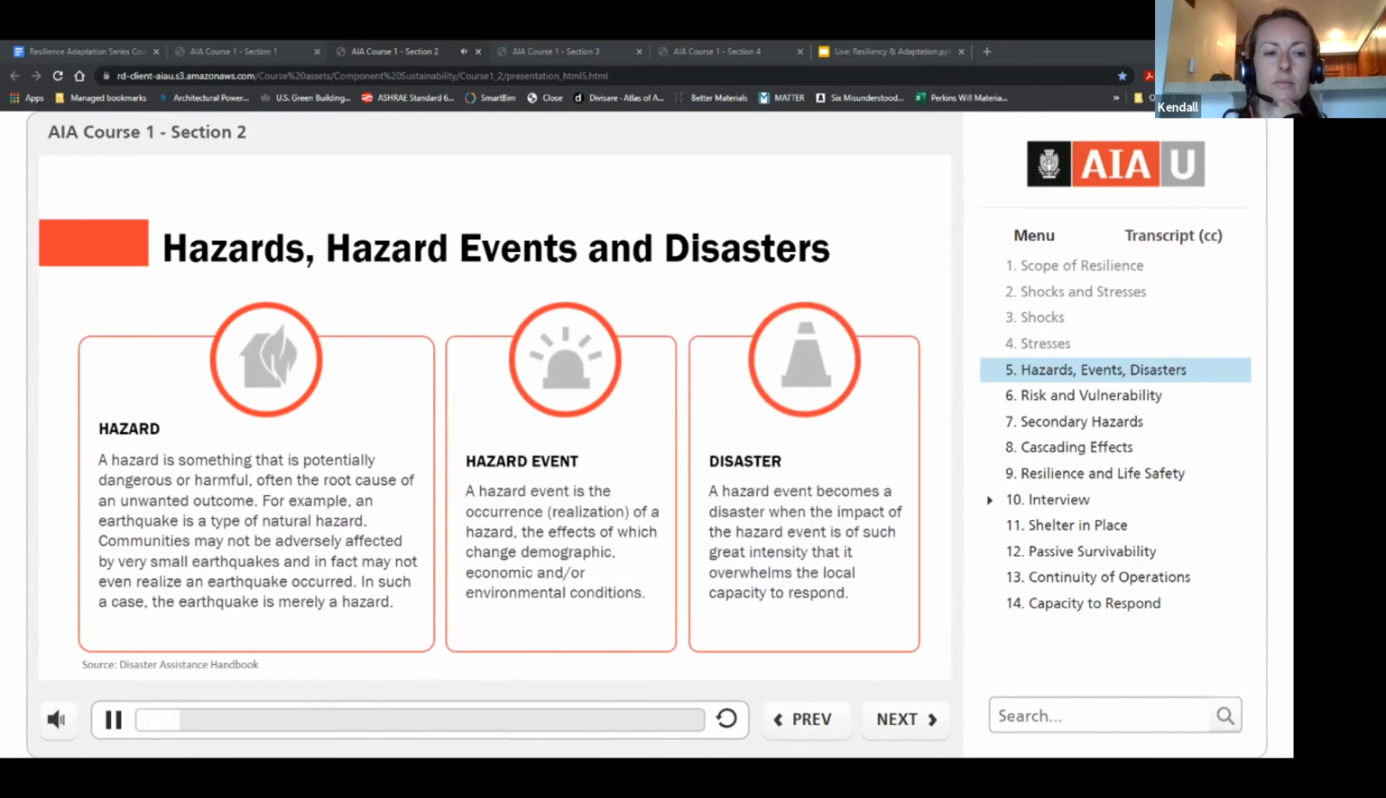A hazard is something that is potentially dangerous or harmful. Hazards become hazard events when they impact a community, causing direct, indirect, or consequential damage that affects natural resources, infrastructure, transportation, utilities, and the exterior or interior of buildings. A hazard event becomes a disaster when the impact of the hazard event is of such great intensity that it overwhelms the local capacity to respond. A shock is another term for a hazard event or disaster that is acute, unexpected or sudden, and traumatic.